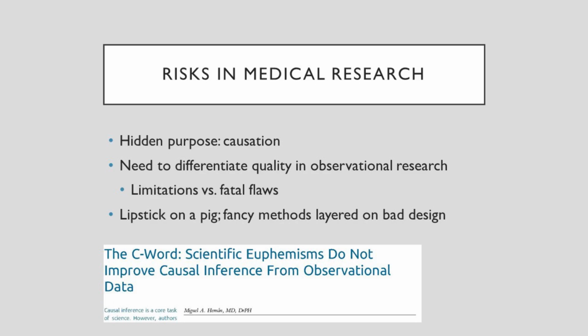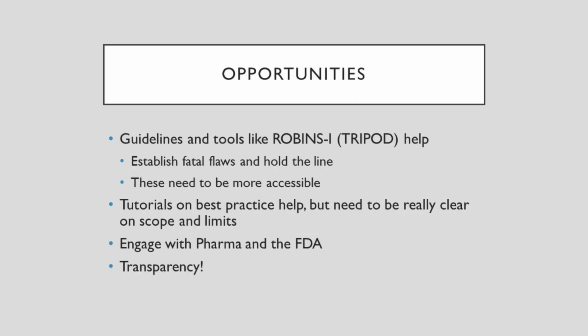There's often a perception that if it's observational, it's bad, if it's a trial, it's good, and that we can't differentiate observational research, and I think we really can, and I think that the fact that it's so differentiable needs to be more clear. And then sometimes I also see, I like the phrase putting lipstick on a pig, when we're developing novel methods, I think that we have to still be careful that novel methods are not layered on a bad design.